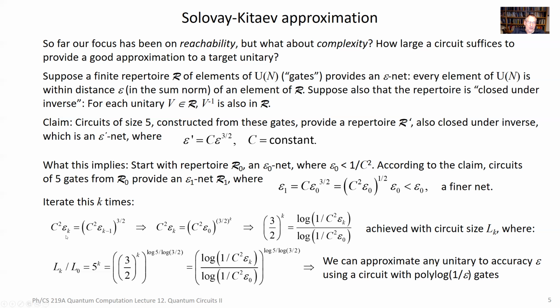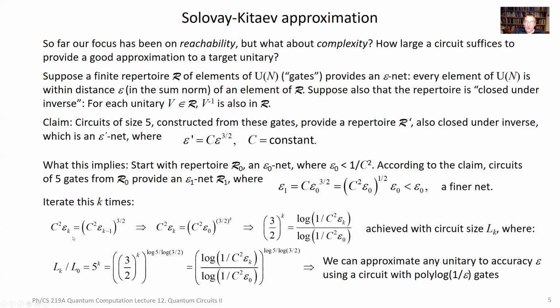I'll have an epsilon sub k net where c squared epsilon sub k is c squared epsilon k minus 1 raised to the 3/2. This is the same thing as what I wrote here, because c squared raised to the 3/2 is just c cubed, and then if I divide by c squared, that's the same thing as saying epsilon k is equal to c epsilon k minus 1 to the 3/2.